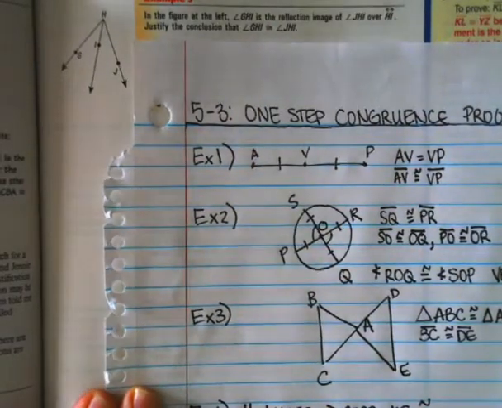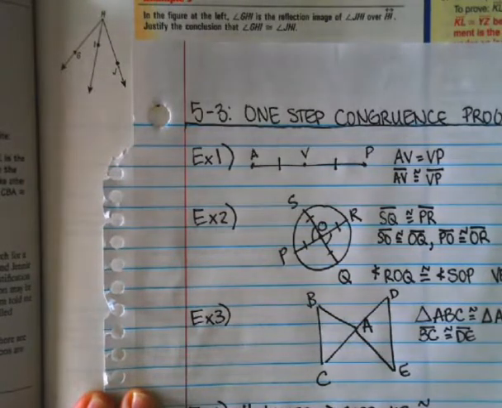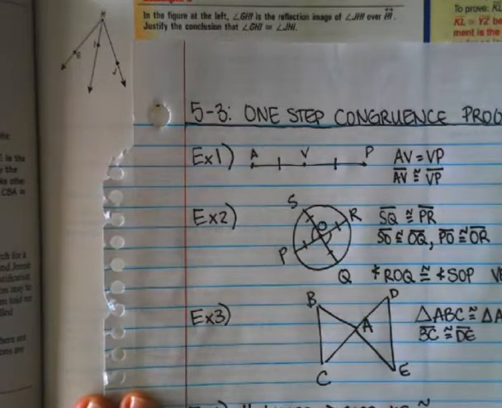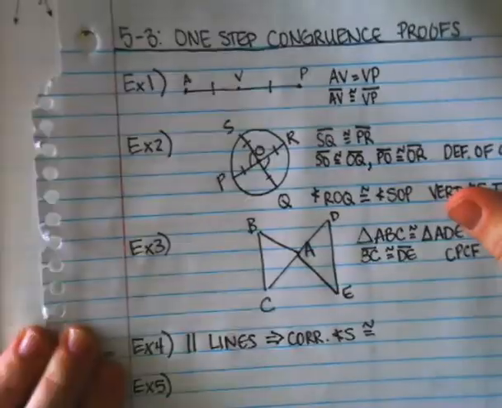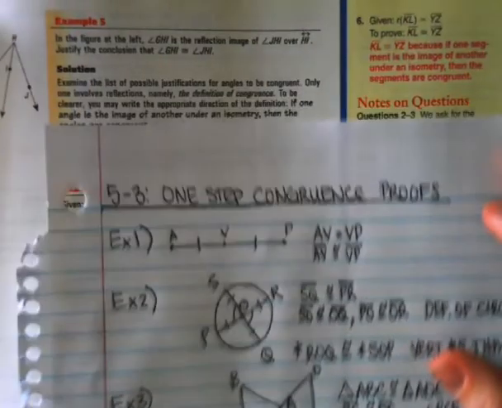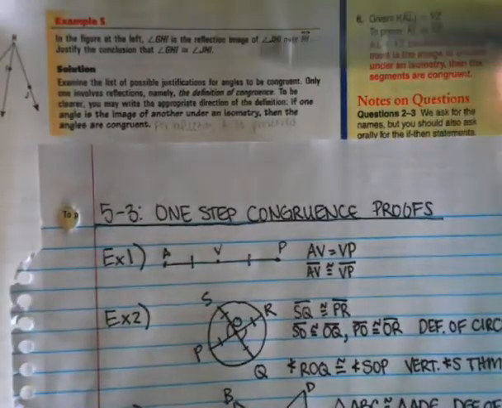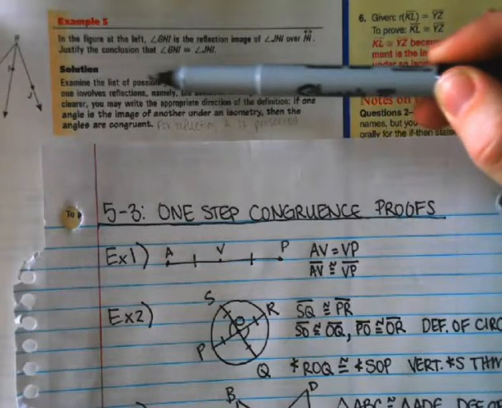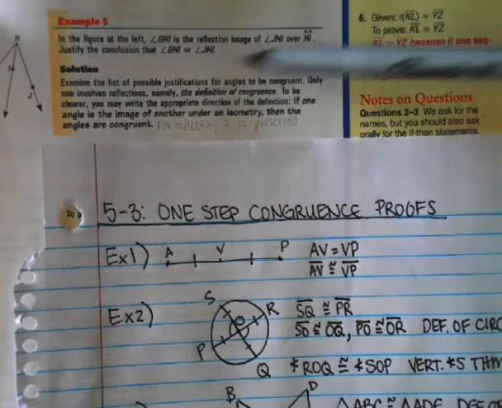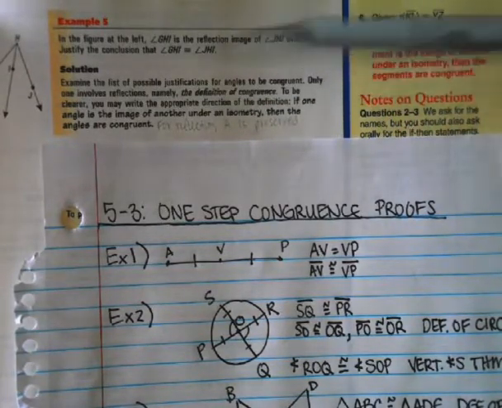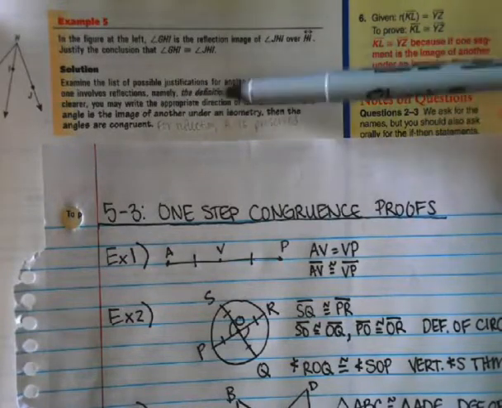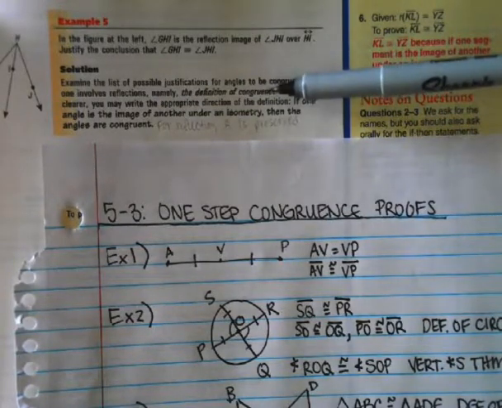So think about it, and right now I'm sure you're thinking, well, it's a reflection, so it's an isometry, which makes congruent figures. Exactly. We've talked about this a lot, so let's see how the book presents this for us. Just like I said, examine a list of possible justifications for angles to be congruent. Only one involves reflections, which is the definition of congruence, which we just talked about.